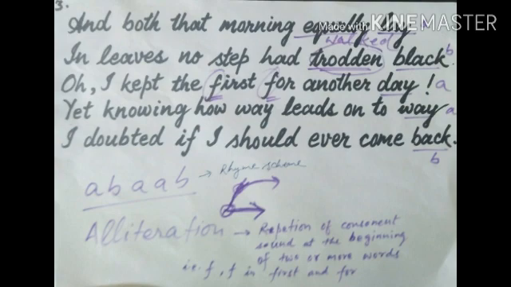Now we shall see the word meanings. Prominent word here is trodden. In the second line, it means walked over. Now let's see the explanation of the stanza. The first line, and both that morning equally lay. So here the poet wants to say that both the paths were equal. That means similar.